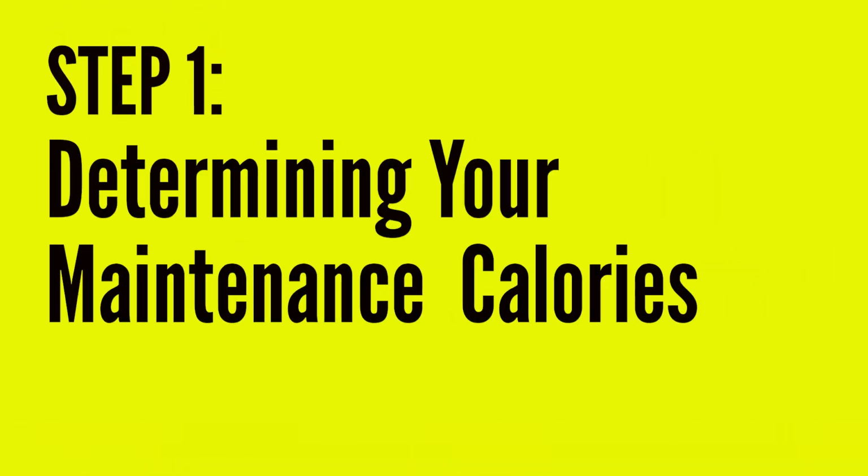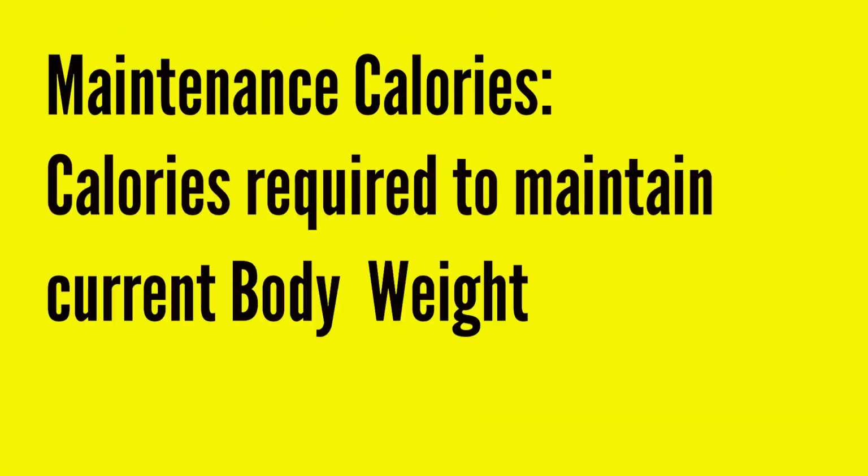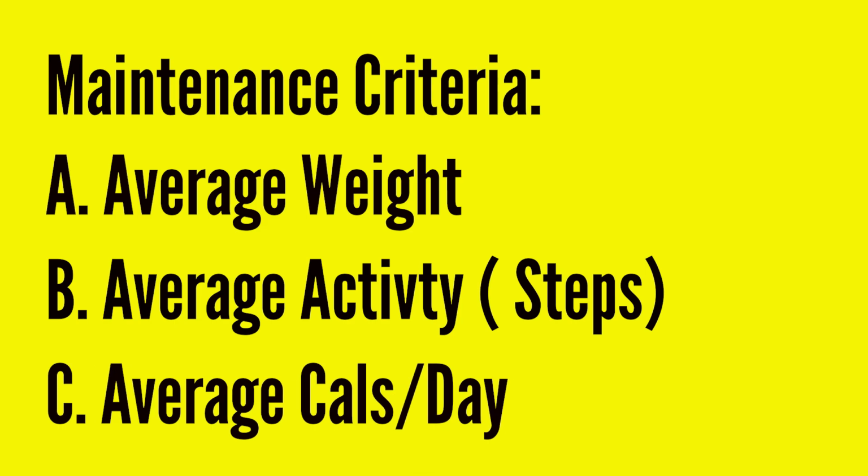The first thing you need to do when creating a calorie deficit is to determine your maintenance calories. Your maintenance calories are simply the number of calories you need to maintain your current body weight. To do this, we're going to track 3 things over the course of 1 week: your average weight, your average activity level in steps, and your average calories consumed.